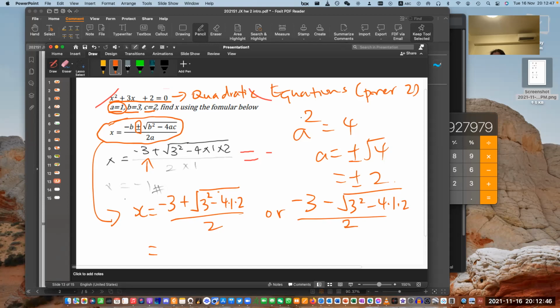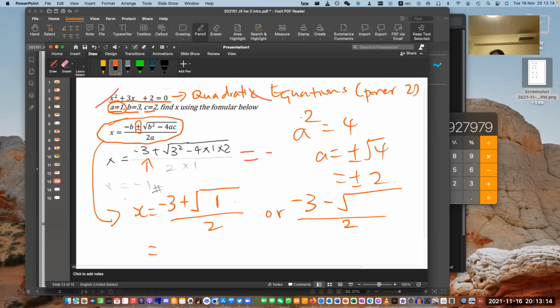All right. And then inside here, you have 3 squared, which is 9. So let me simplify it first. And then of course 4 times 1 times 2 is 8. So this is 8. This is also 8. So I just replace it. Okay, in fact 9 minus 8 you get 1. So you can simplify it further.